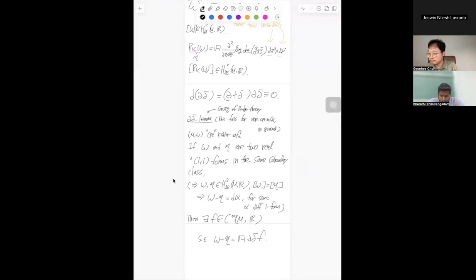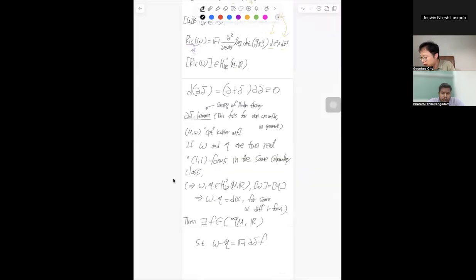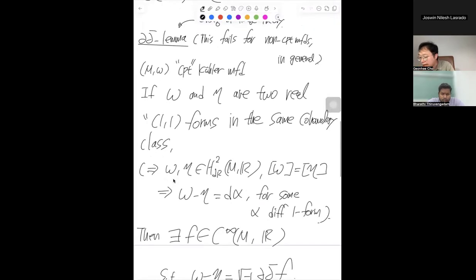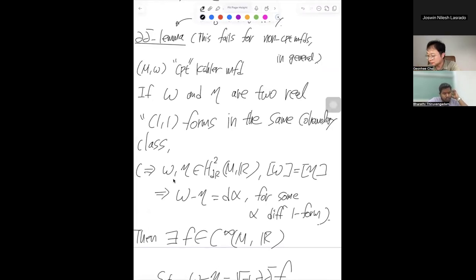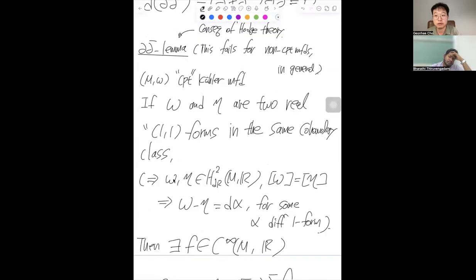Yeah, Josephine. So that alpha is a scalar, right? Because here omega and eta are both differential two forms, and if they belong to the same second cohomology class, then alpha must be a differential one form. Once we take the exterior derivative again, it becomes a differential two form that realizes the difference. Otherwise, the left-hand side doesn't make sense. The left-hand side is already a differential two form, right? It could be exactly zero, but the difference is just a differential two form. The alpha should be a differential one form.